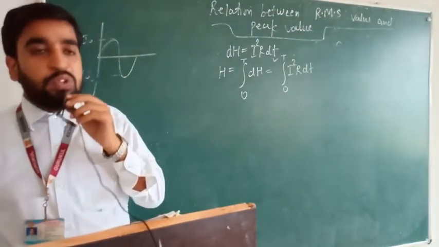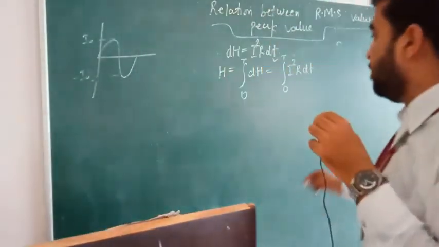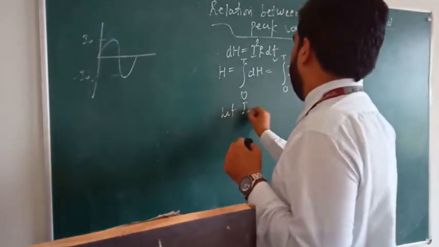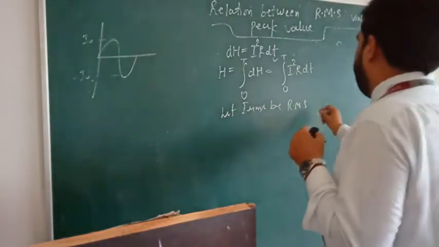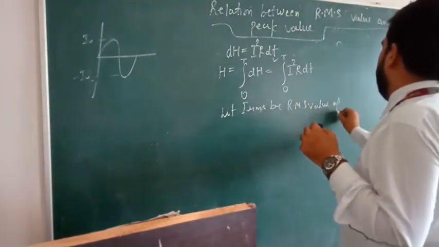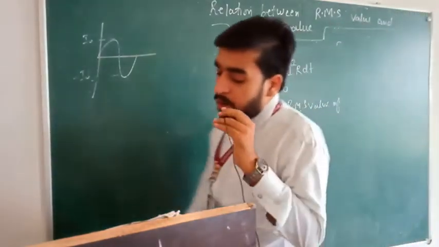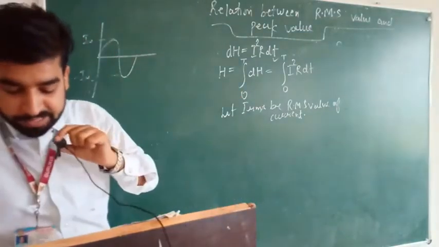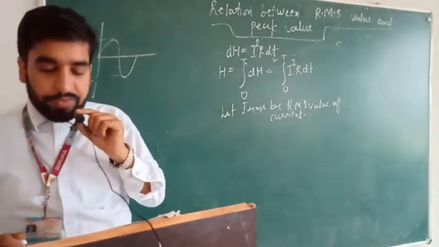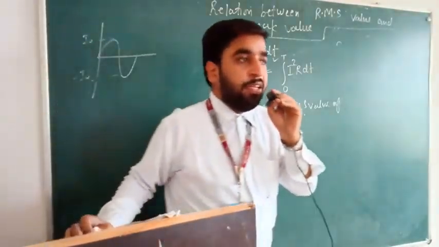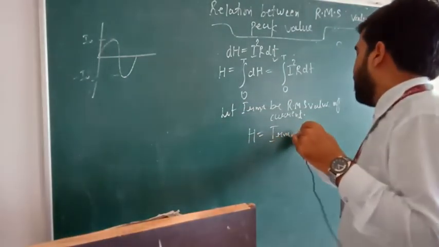Now students, suppose I RMS is the RMS value of current. Now if I RMS is the RMS value of current, how will we calculate the heat? The formula for the amount of heat will be H equal to I RMS square R T.